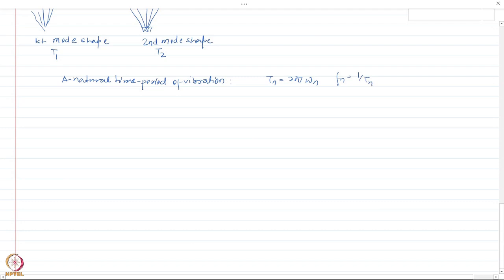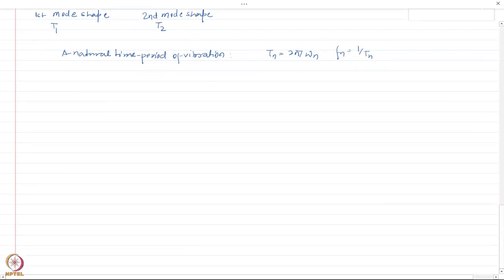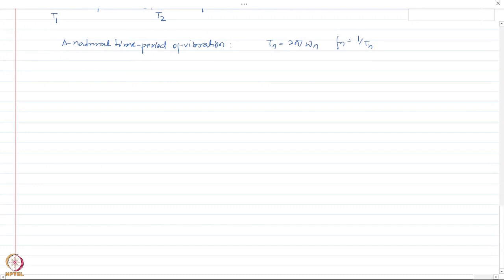Okay. All right. So we have discussed how a structure can deflect in multiple ways. In general, if we initiate the motion by providing initial displacement and velocity, the resulting motion at each degree of freedom is not harmonic. But there exist some shapes such that, if the structure is assigned an initial deflection and allowed to undergo free vibration, the resulting motion would be harmonic and the structure would maintain its shape while vibrating in those characteristic shapes. Those are called mode shapes.